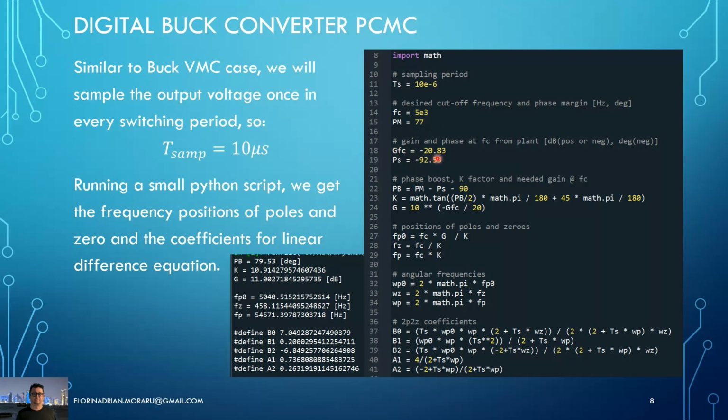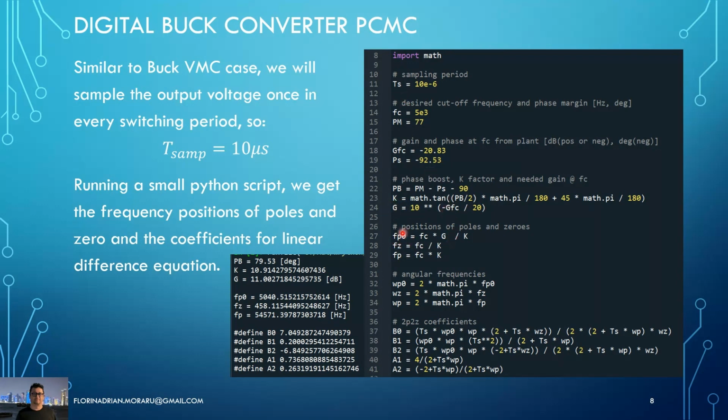Okay, then here are the values we already extracted from the plant Bode plot. And here are the equations based on the k-factor method. So this is the needed phase boost. We calculate the k-factor and the gain needed at 5 kilohertz.